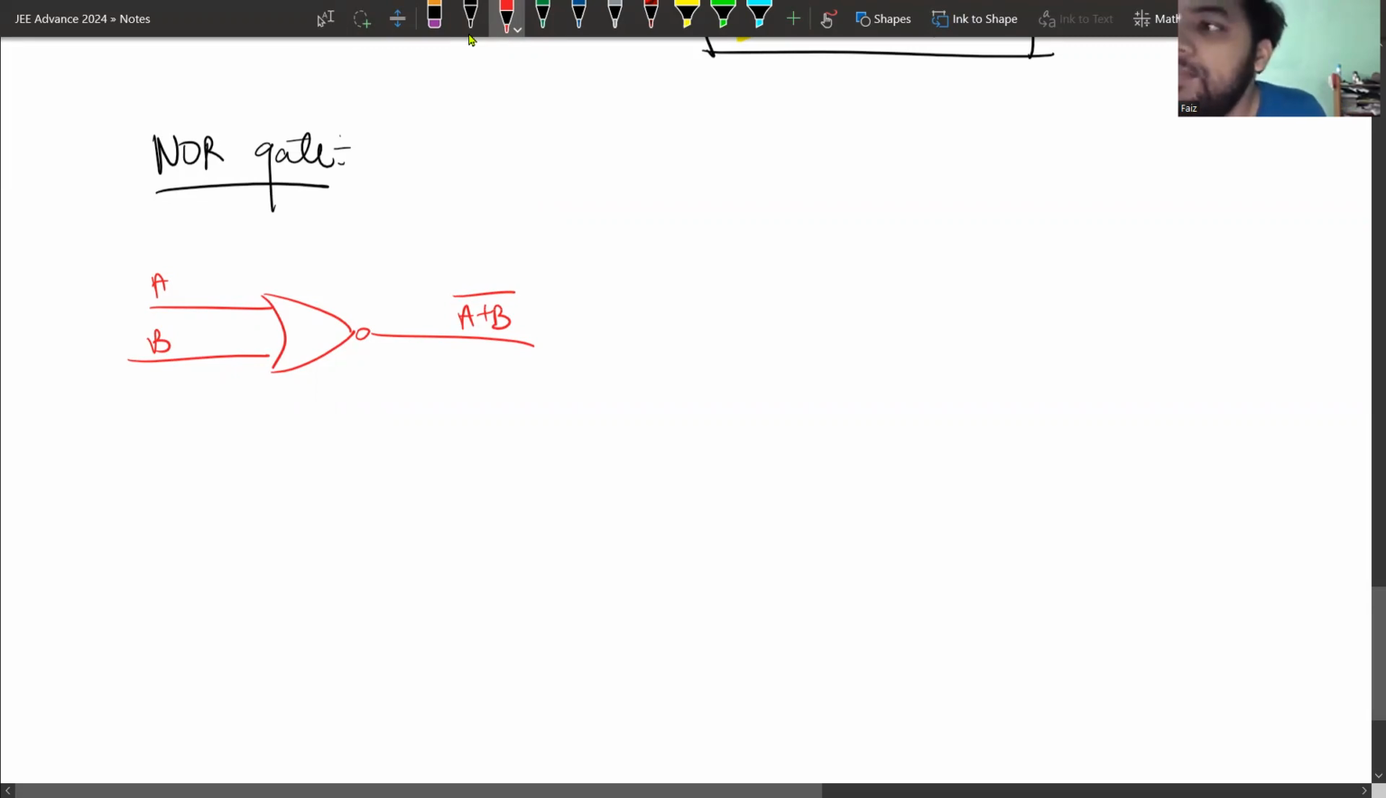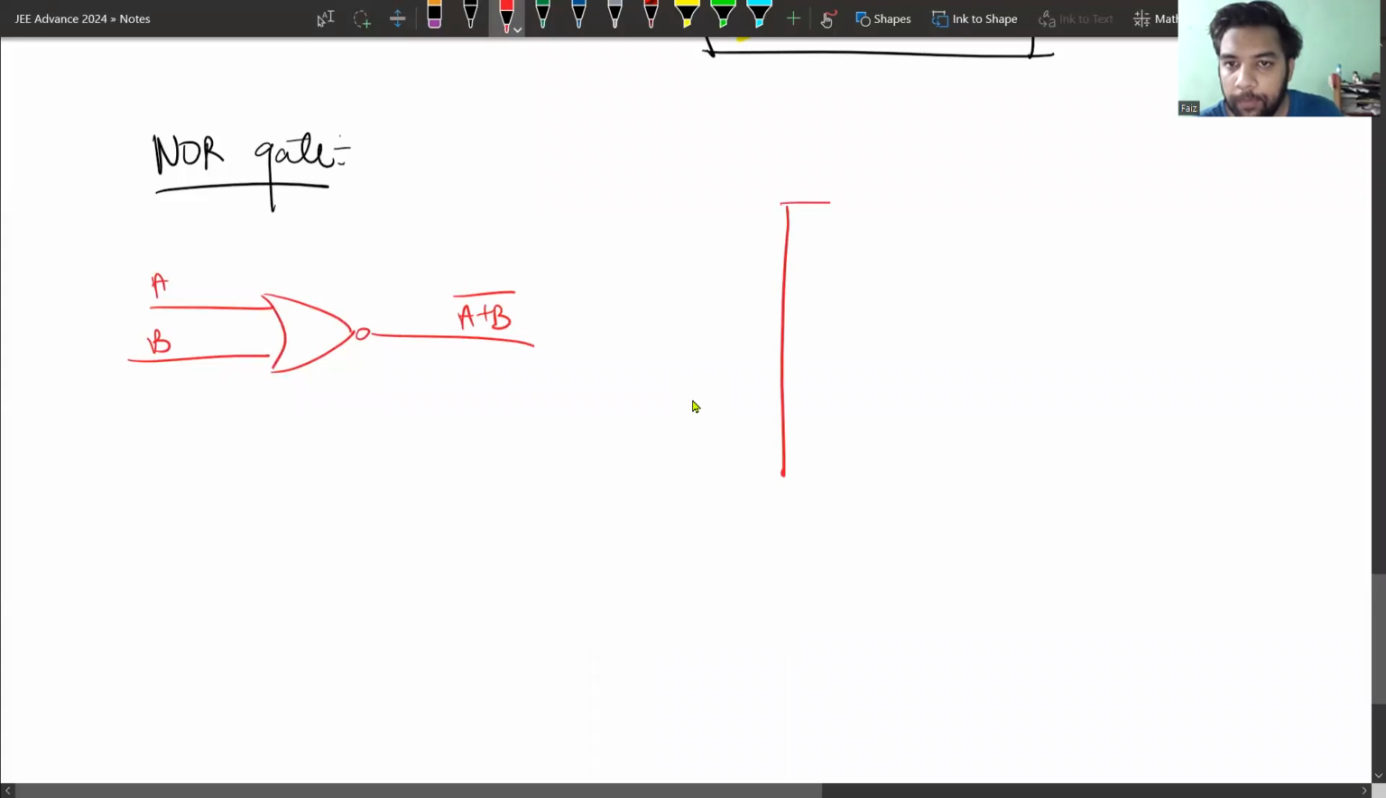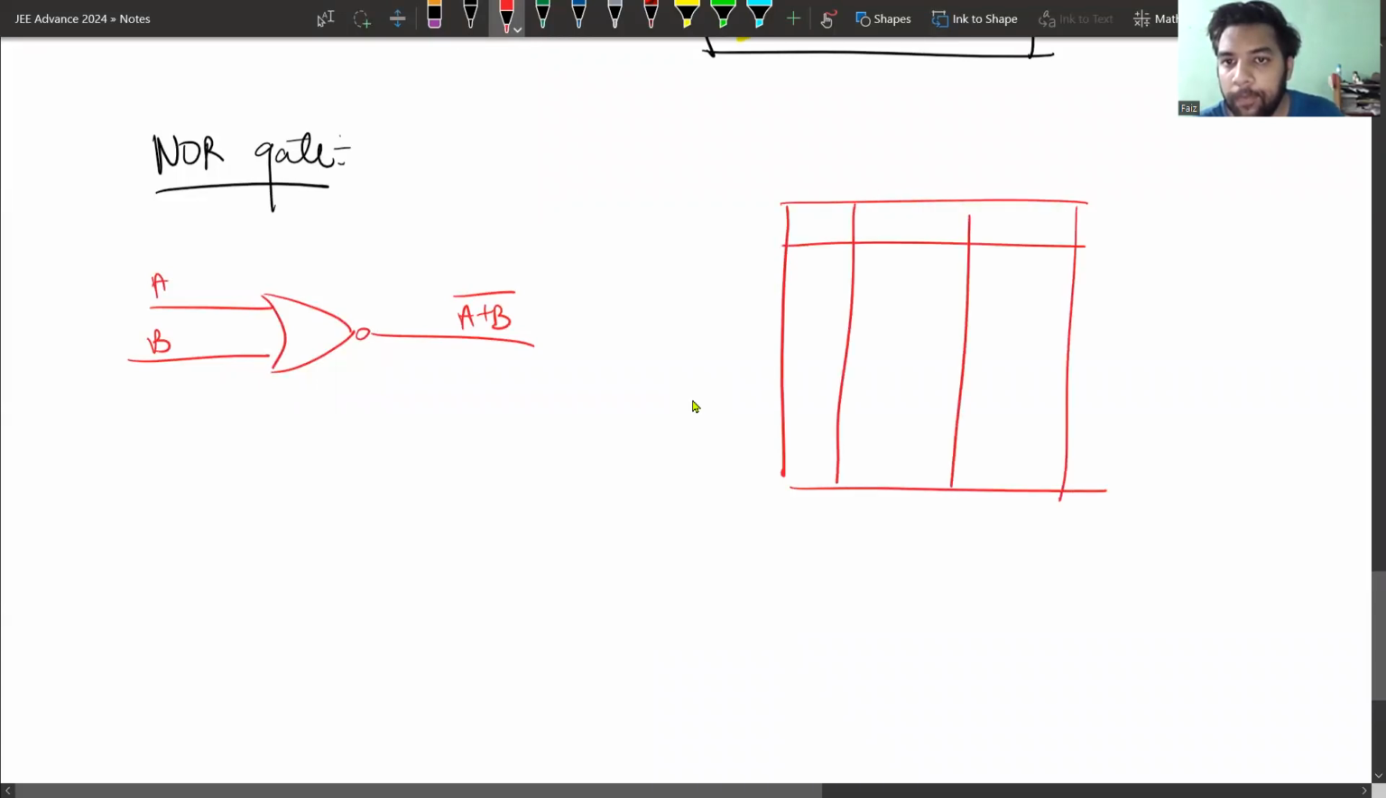Let us draw a truth table related to that. What does the truth table look like? The truth table will look something like this. A, B, Y, 0, 0, 1, 1, 0, 1, 0, 1. First add them and then invert them. 0 plus 0 is 0, inverted 1. 0 plus 1 is 1, inverted 0.